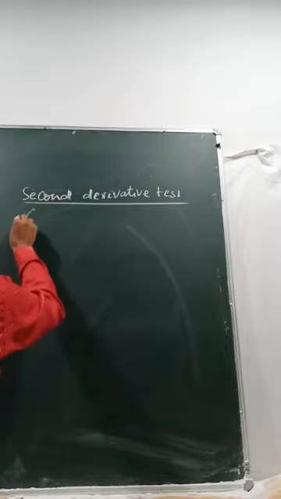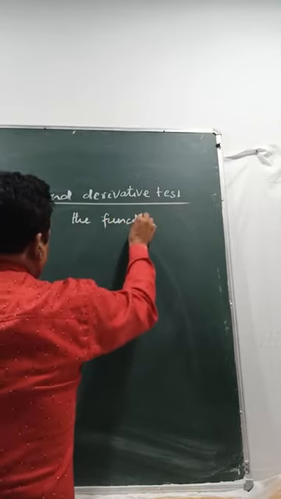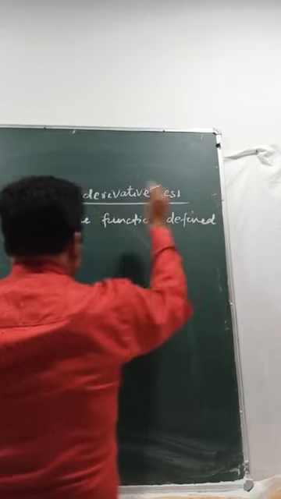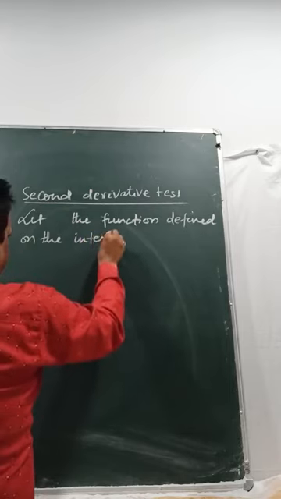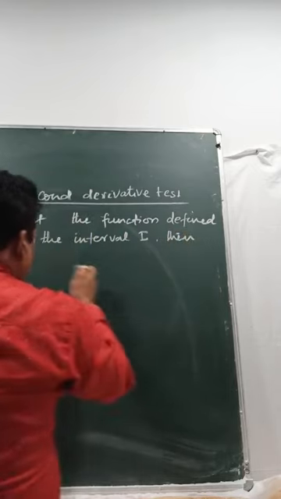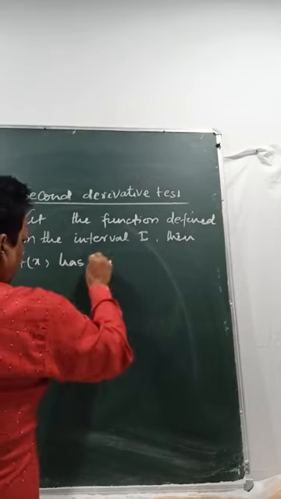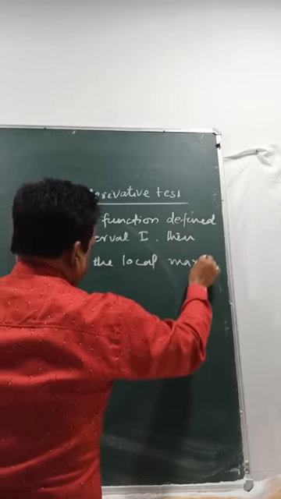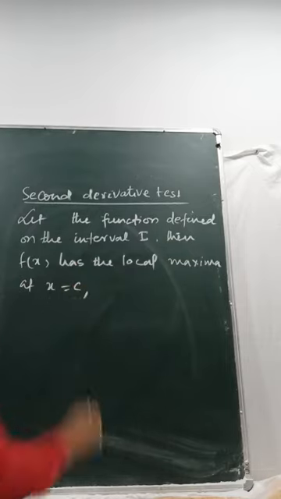Let the function f be defined on the interval I. Then f(x) has a local maxima at x equals c.